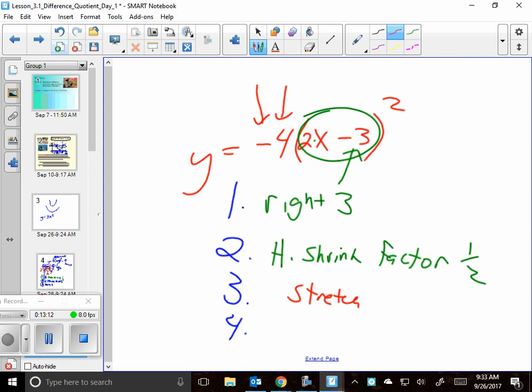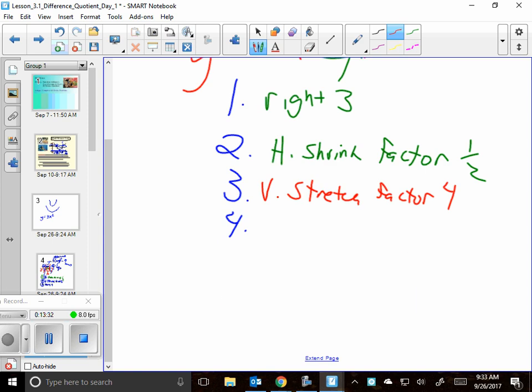Is that horizontal or vertical? It's vertical on the outside, so vertical stretch factor, what are stretches like, 4 or 1/4? Which one sounds more like stretch to you? 4. Okay, and then the last thing I would do is the flip, and I would not want you to say flip. If that was the only thing wrong, I know what flip means, but you know what the official word is? Reflection.